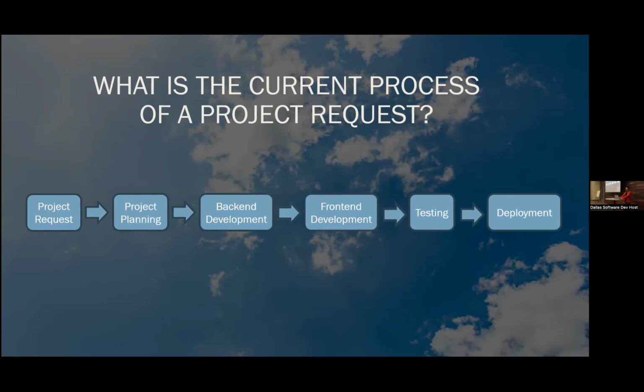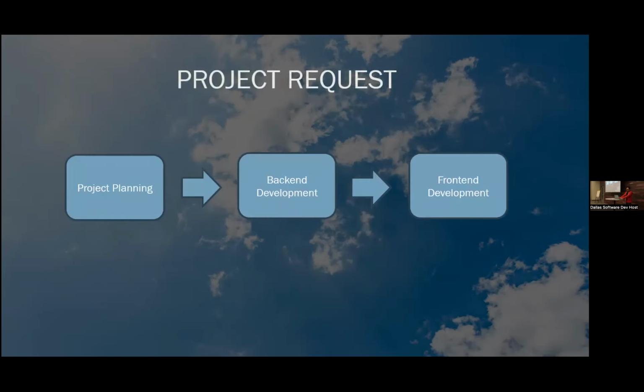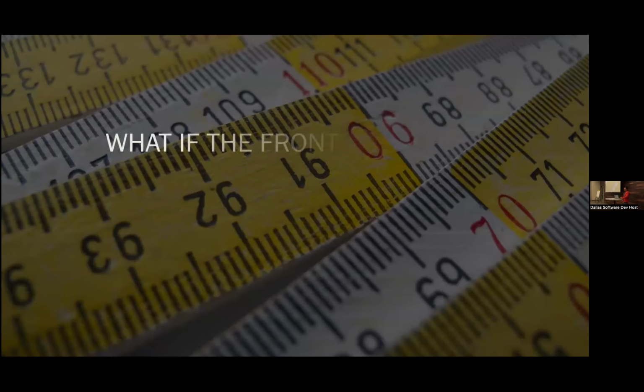Tonight, I want to focus on the back-end development and front-end development, starting at the project planning level. As you can see, this requires the back-end to start working on their items before the front-end development does, and that would put the front-end development in a stalled state. But what if the front end could work in parallel with the back end?